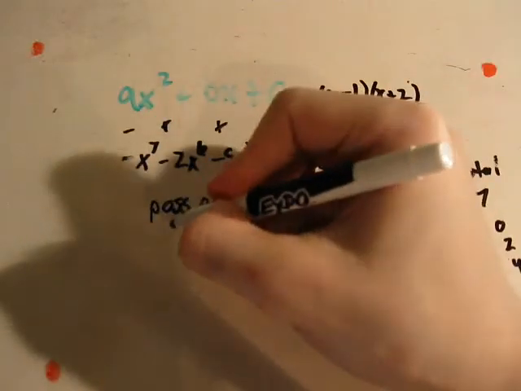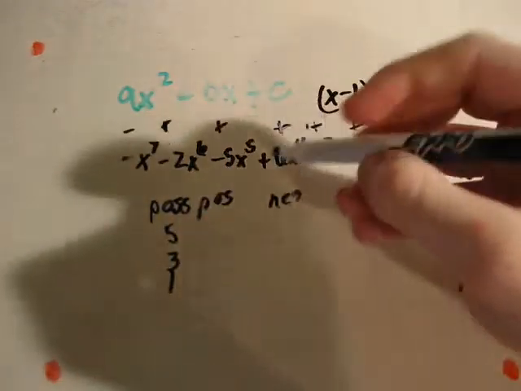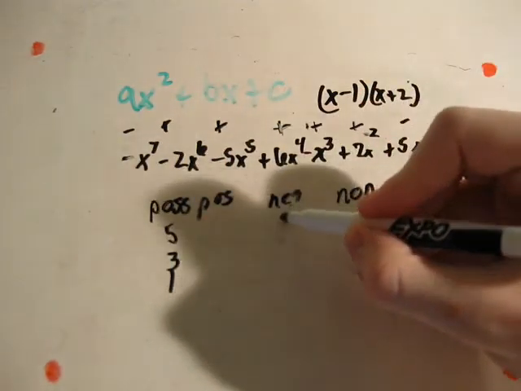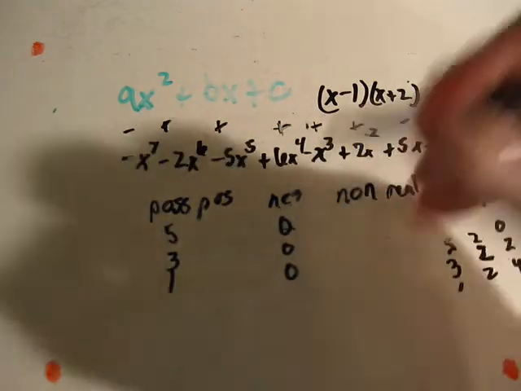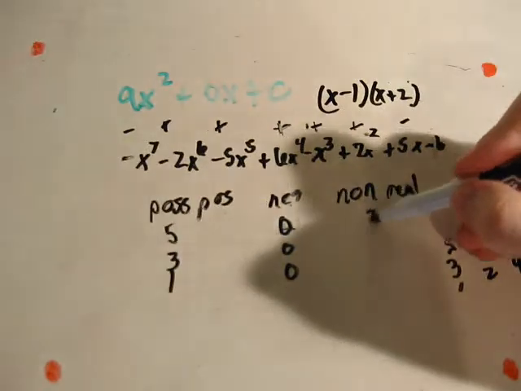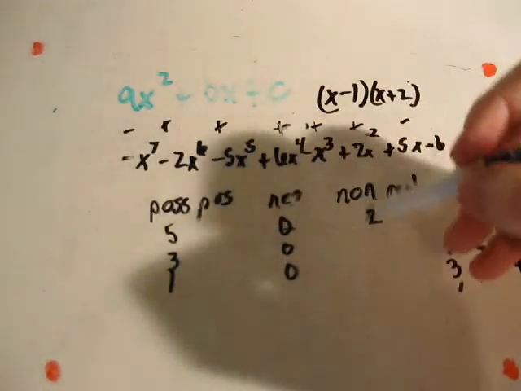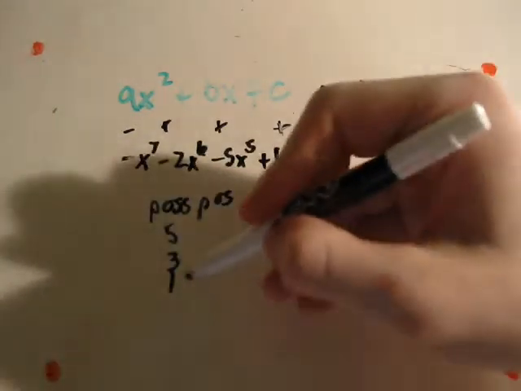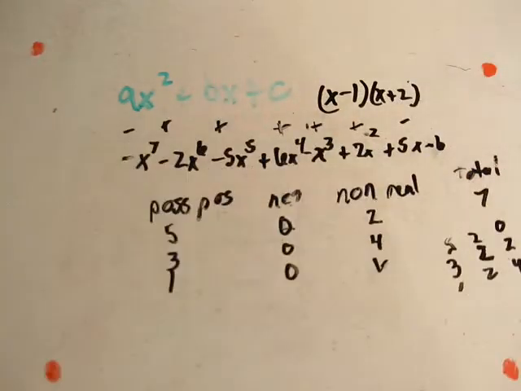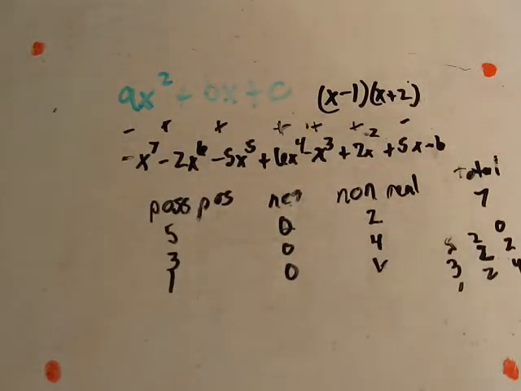For example, there's 5, 3, and 1 here. For the negatives, there can be 2 or 0. So 5 and 0, that means there's 2 non-reals. 3 and 0, that means there's got to be at least 4 non-reals. And 1, that means there's got to be at least 6 non-reals. The question is, which of these combinations do we have?